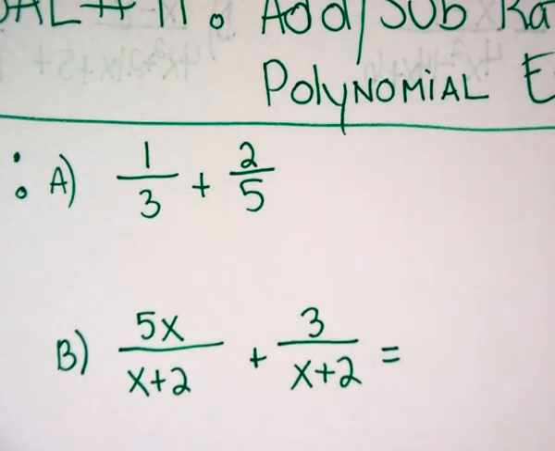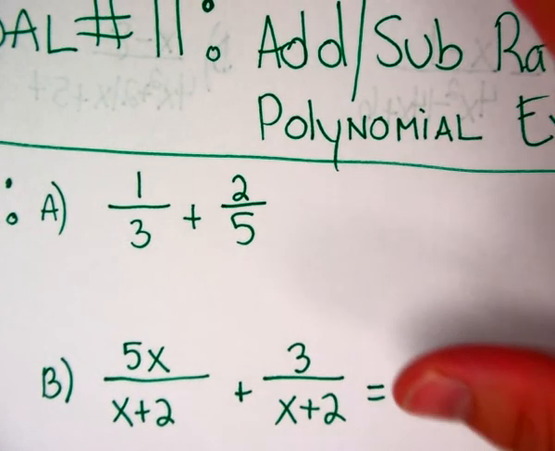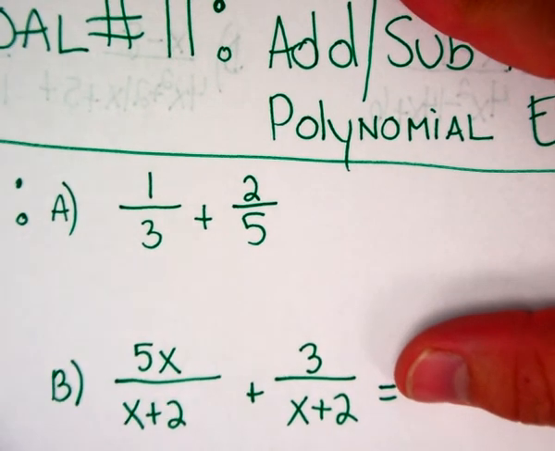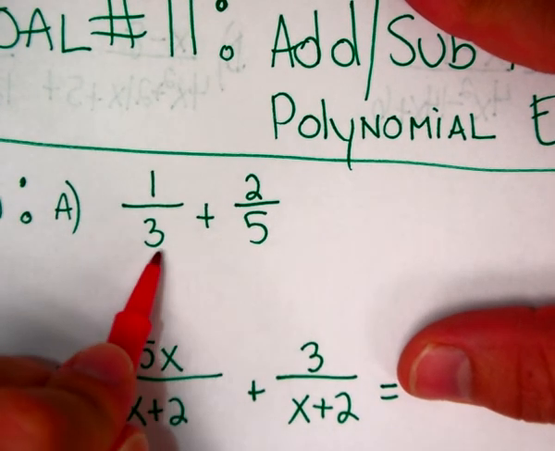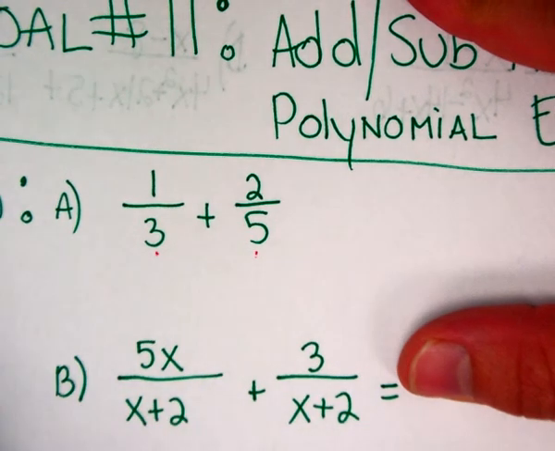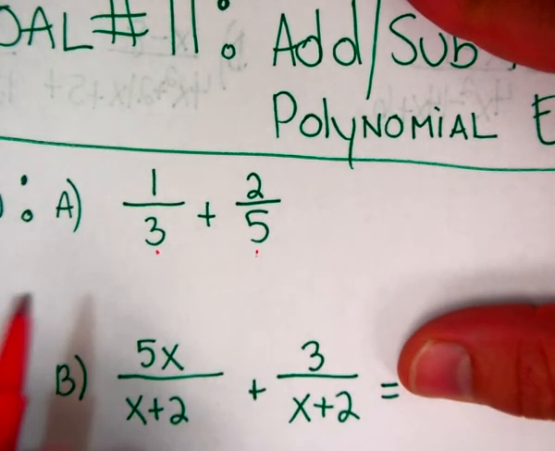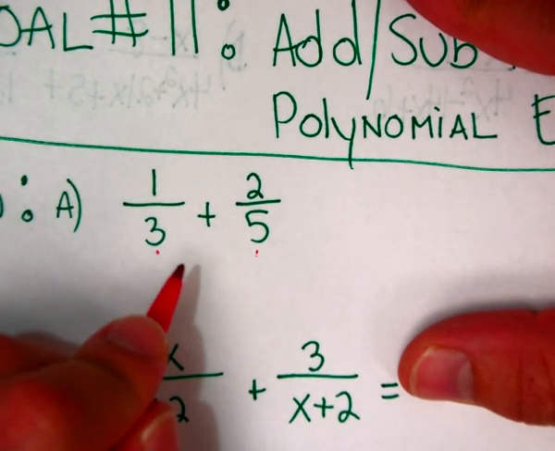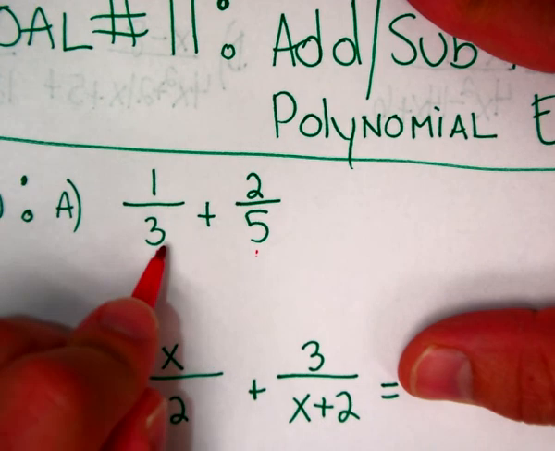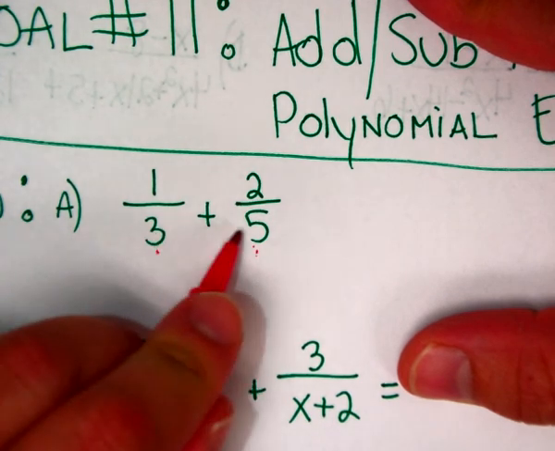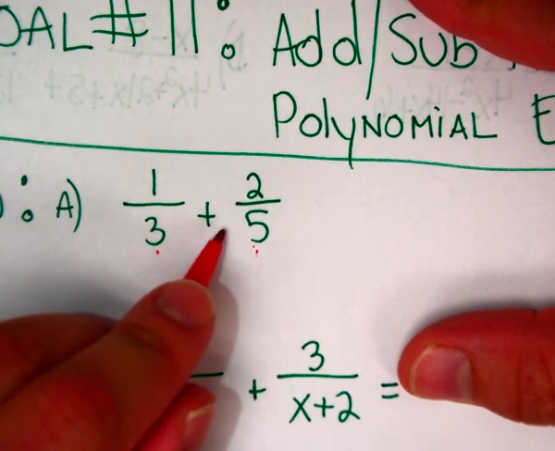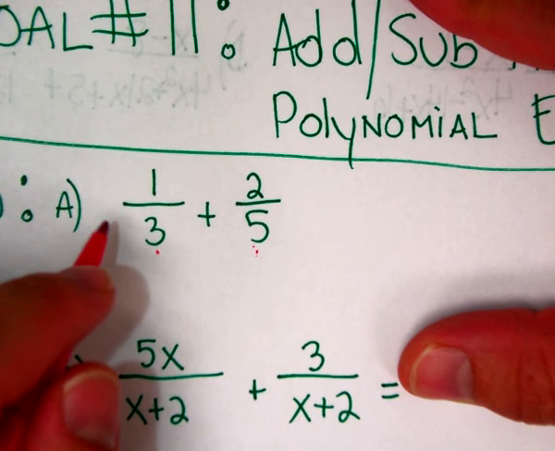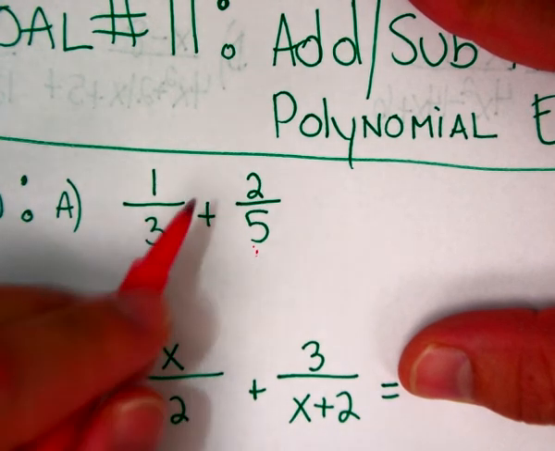In example letter A here for the review, when we have fractions and the denominators are not the same, we know that we need to get the denominators to somehow be the same in order to put them together. So what we do is we look at the denominators and determine what's the least common denominator. In this case, 3 and 5's least common denominator is 15. So what we're going to do is get these to both be 15 by either multiplying or dividing in some cases, but more often than not, multiplying.